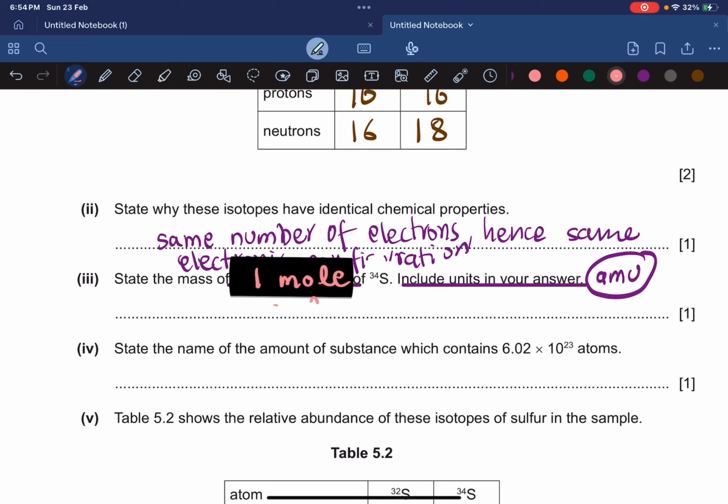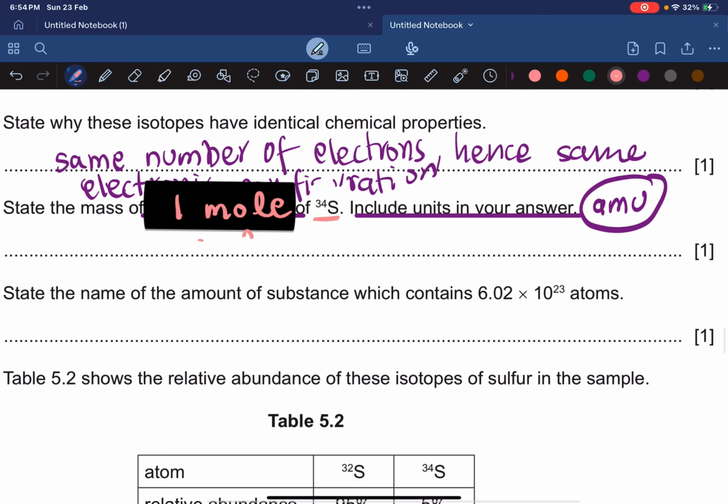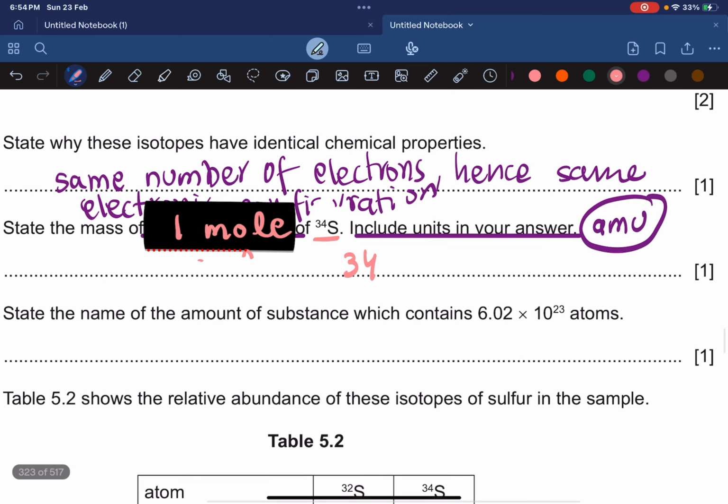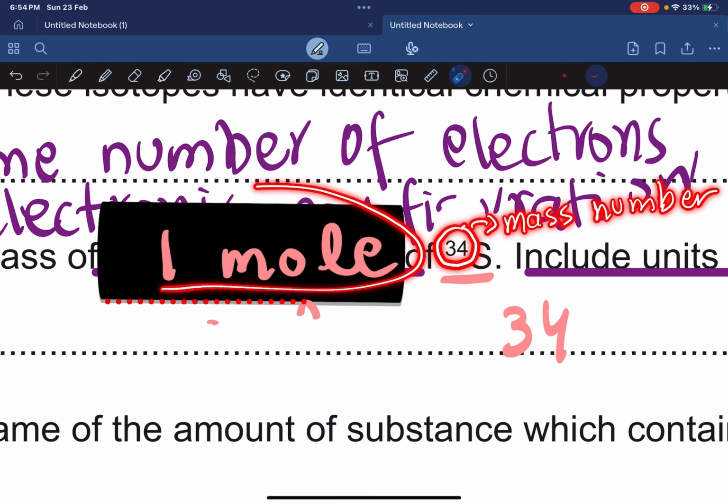So what do you guys think? What is going to be the mass of 1 mole of S34 atoms? That is going to be 34. How do I know it? Because look, 1 mole of S34. What is 34? Look at 34. 34 is indeed your mass number. And 1 mole of anything has the mass equal to its mass number.